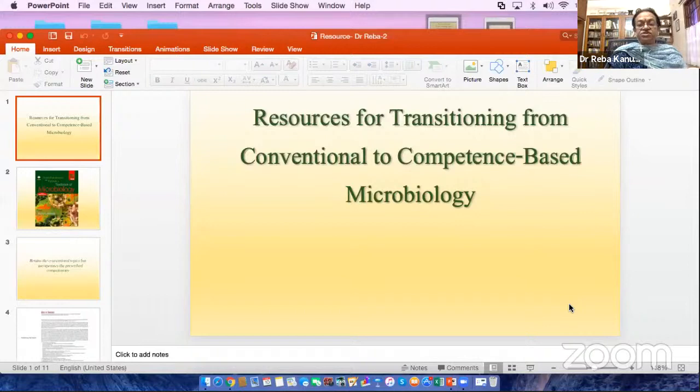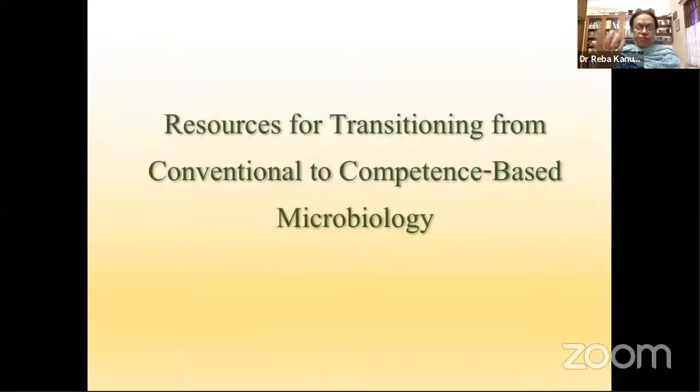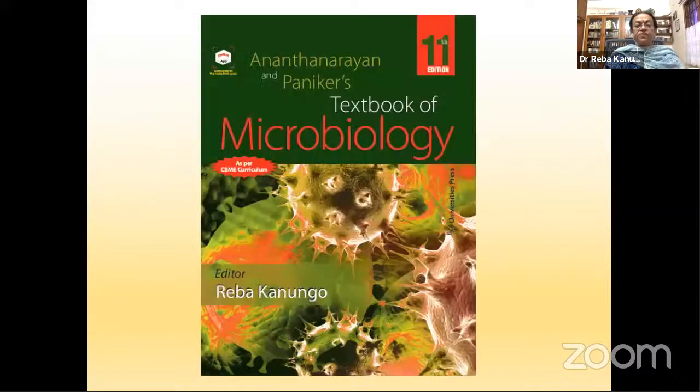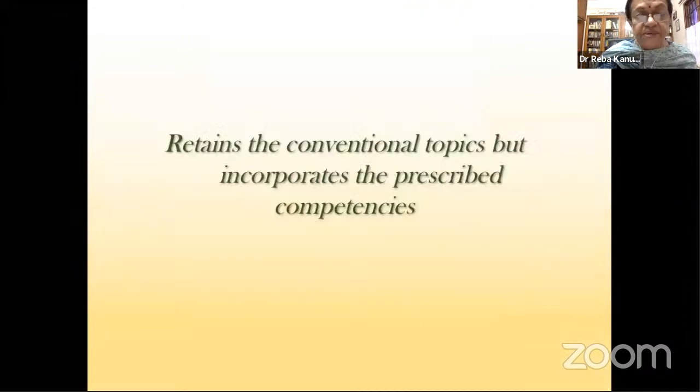So the resources for transitioning from conventional to competency-based microbiology: the University Press have brought out the 11th edition of Ananthanarayan and Paniker's Textbook of Microbiology. This is basically not a complete overhauling for the CBME, but what has been incorporated are directions on how to use this book for the CBME.